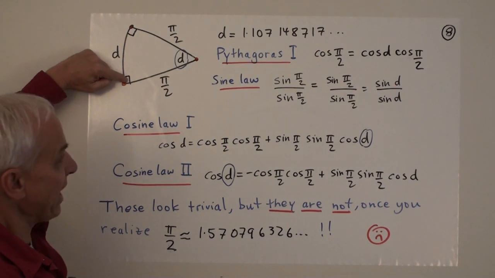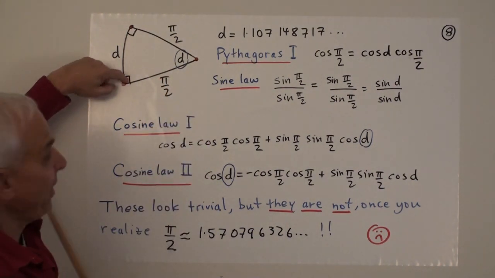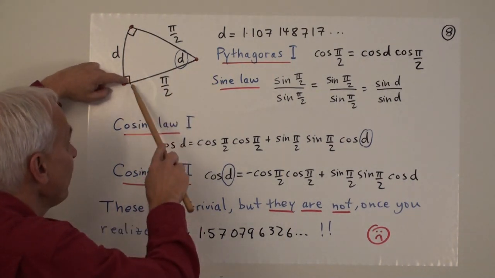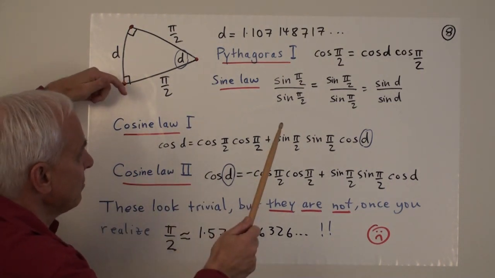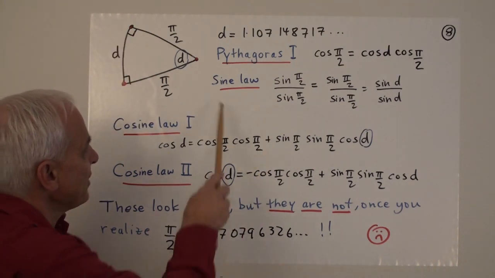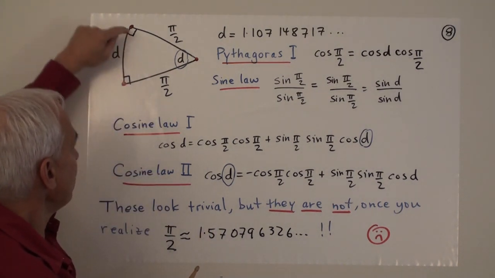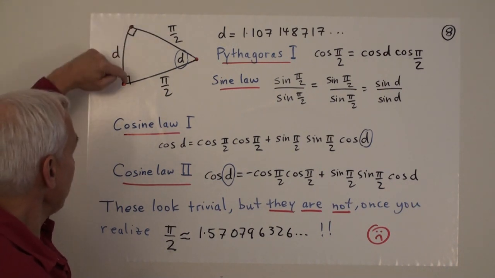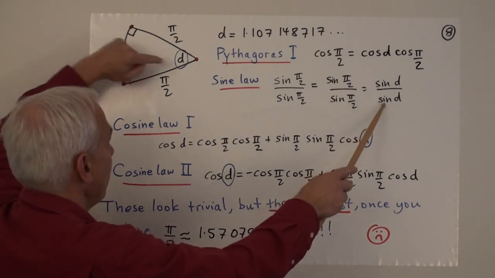Because this is a right angle, there's a relationship between these 3 sides. And that relationship is that the cosine of this side is the product of the cosine of this times the cosine of that. There's another Pythagoras' theorem which is dual to that. The sine law in this case is also seemingly trivial: the sine of pi over 2 divided by the sine of that angle, which is pi over 2, is the same as the sine of this length over the sine of that angle, is the same as the sine of this length over the sine of that angle.